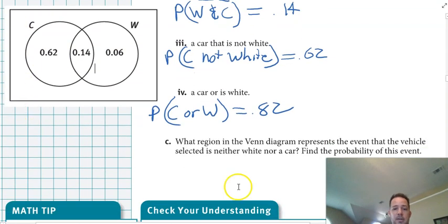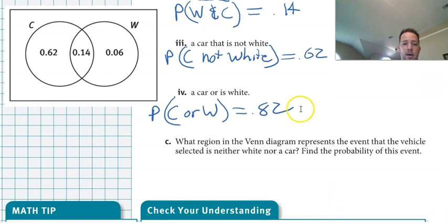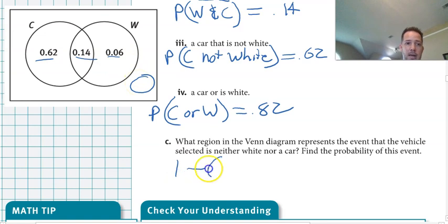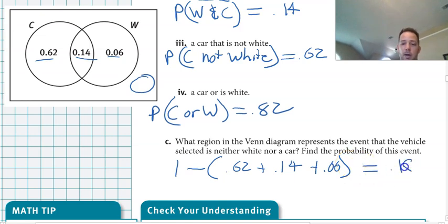And we have another one. Oh yeah, looks like we got one more down there. What region in the Venn diagram represents the event that a vehicle selected is neither a car nor white? That would be the region that's outside of both of the circles for car or white, this region out here. Find that probability. Well, we know that all of these probabilities need to add up to 1, so we could just take 1 minus 0.62 plus 0.14 plus 0.06, and whatever's left will be this region out here. So we get 0.18.